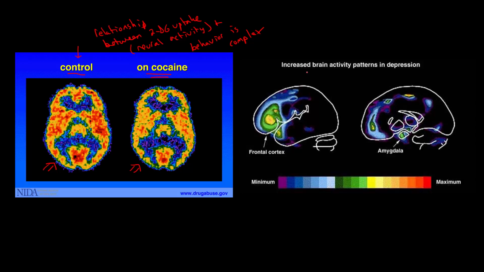Okay, if we look at people who are depressed, again, we can see differences in 2DG uptake. Now remember, the PET is a technique just to look at radioactivity. What that means depends on what I'm injecting with. Keep that in mind. In all of these cases I've shown you, it's 2-deoxyglucose.